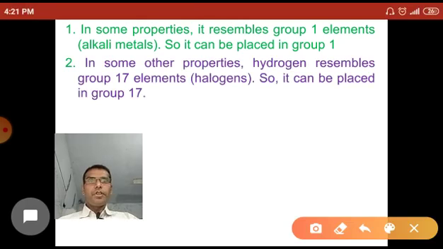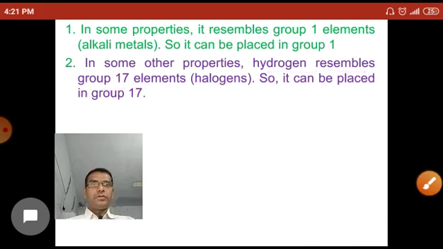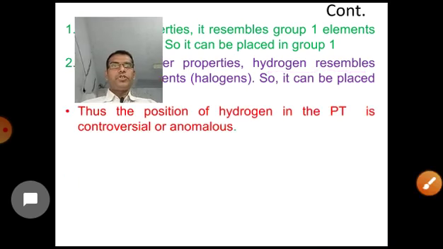In some other properties, hydrogen resembles group number 17 elements or halogens, so it can be placed in group number 17. So hydrogen can be placed in group number 1 and it also can be placed in group number 17. But where is the right position of hydrogen in the periodic table? Thus, the position of hydrogen in the periodic table is controversial or anomalous.